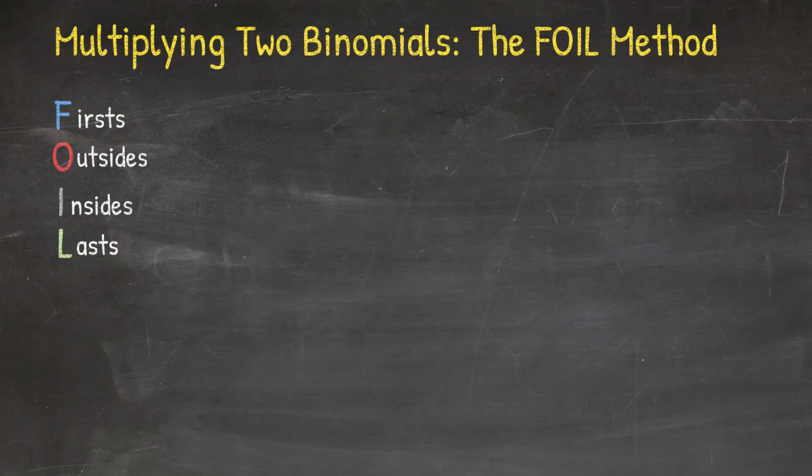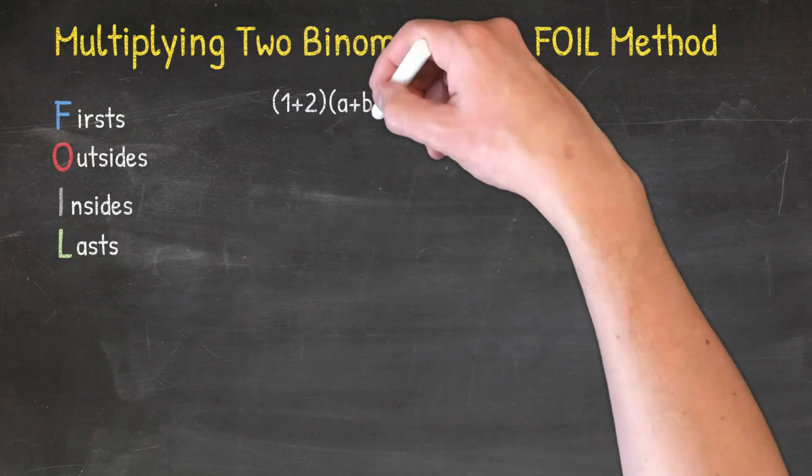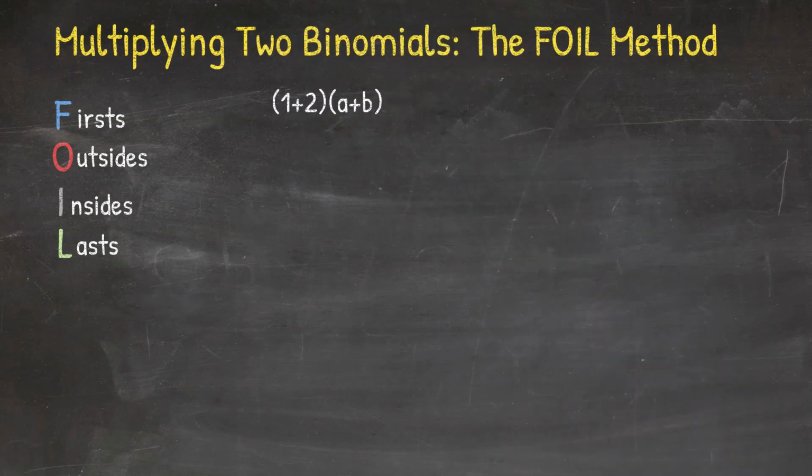Let's look at an example. 1 plus 2 times a plus b. So we have 2 binomials, and the FOIL method suggests that we first multiply the firsts, and the firsts in both cases are a and 1, so 1 times a, outsides, which is 1 times b, insides, which is 2 times a, and lasts, which is 2 times b. I'm pretty sure you can follow it. For your convenience, I actually used some colors to show it.